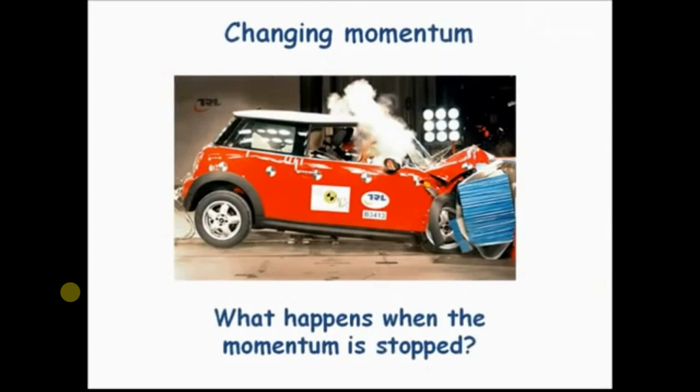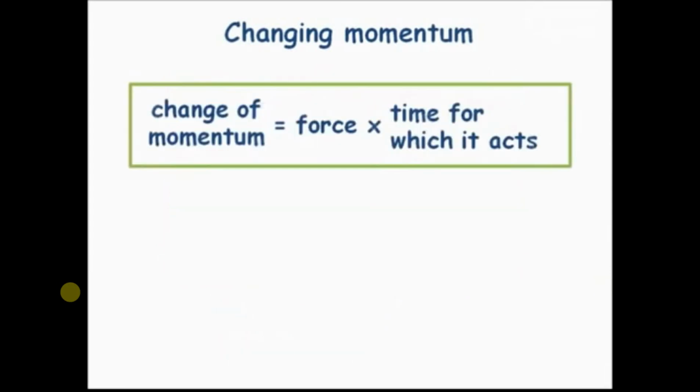What happens when a car hits a wall? Because the car's velocity becomes 0, its momentum must change to 0 during the collision. We can use the change of momentum formula. Delta P equals F delta T.